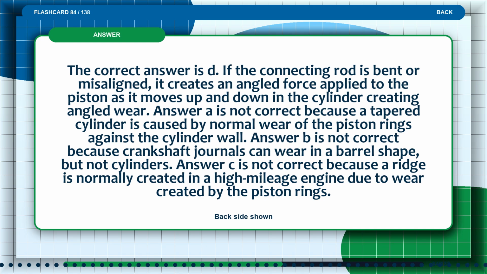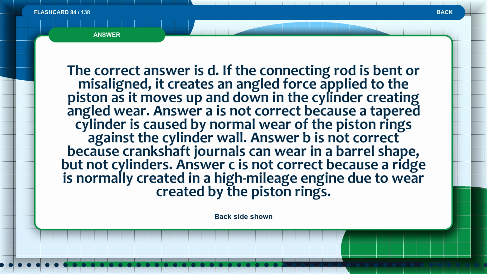The correct answer is D. If the connecting rod is bent or misaligned, it creates an angled force applied to the piston as it moves up and down in the cylinder, creating angled wear. Answer A is not correct because a tapered cylinder is caused by normal wear of the piston rings against the cylinder wall. Answer B is not correct because crankshaft journals can wear in a barrel shape, but not cylinders. Answer C is not correct because a ridge is normally created in a high-mileage engine due to wear created by the piston rings.